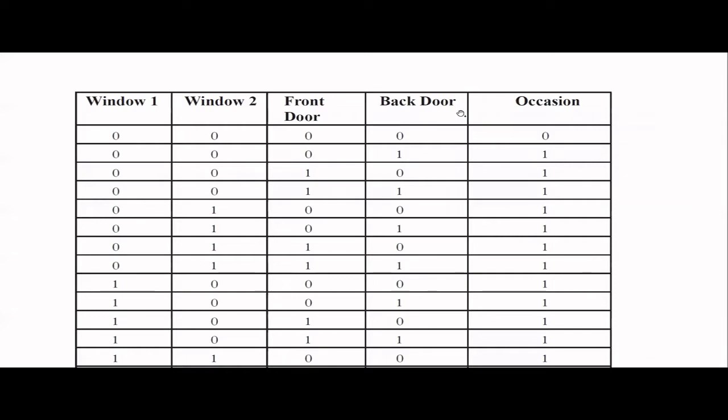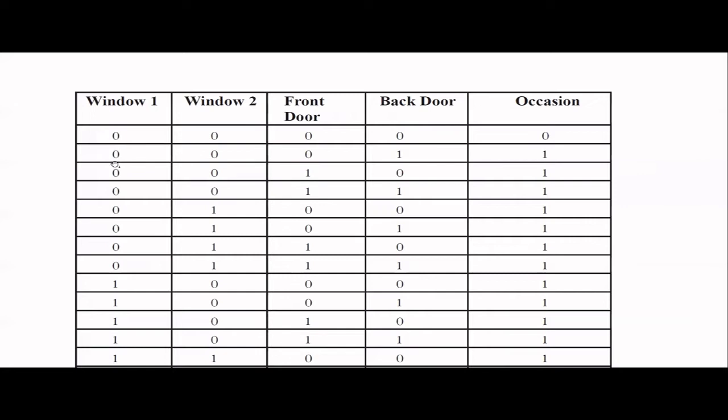Now in the truth table, you can easily draw this. Read the scenario. According to the scenario, if at least one window or door is open, then the alarm should trigger, right? That means we have four inputs: window 1, window 2, front door and back door, right? I think this is the first time you may be doing four input scenarios. So don't worry, it's the same thing.